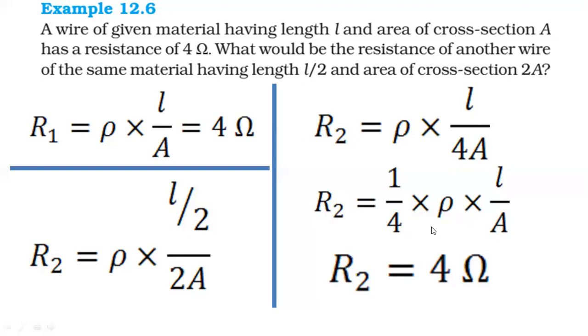So in this case the answer would be 1 by 4 times 4, and the 4 gets cancelled, so the answer is 1 ohm. Sorry for that, the answer is written as 4 here, but the answer is 1. So everybody agrees that resistance 2 will be 1 ohm, because that 1 by 4 and 4 get cancelled. Okay. Let me know once you have understood this.